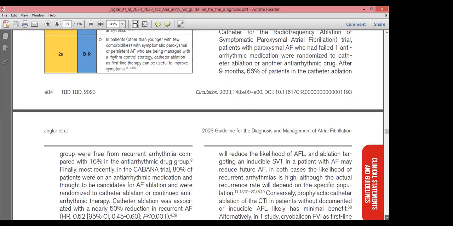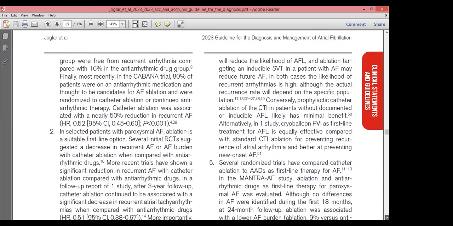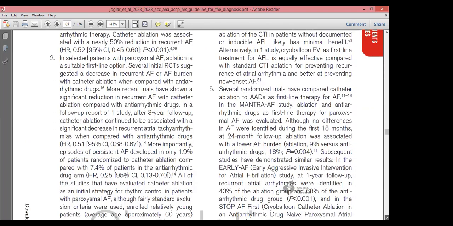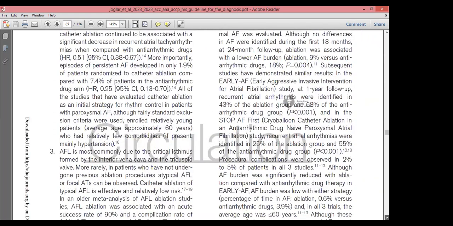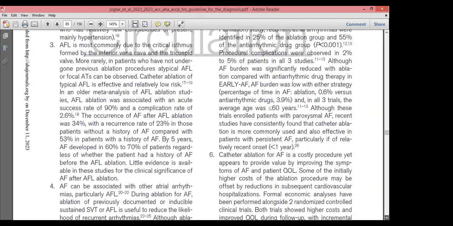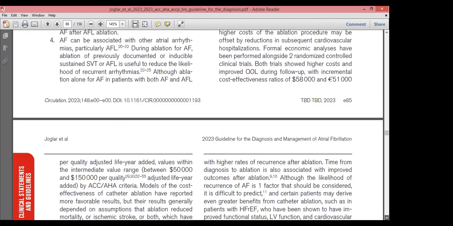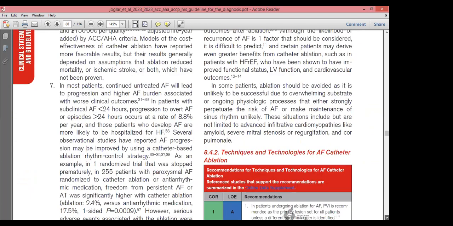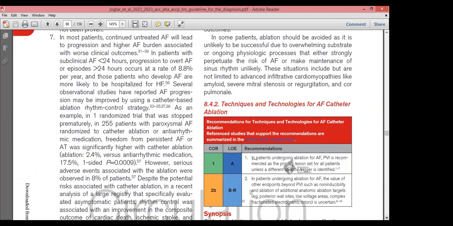Then they also said patients that are having recurrent AF, they also advised... Okay. Then also they said in patients undergoing ablation for AF, PVI, which means pulmonary vein isolation, is recommended as the primary lesion set for all patients. So this is a class 1A.